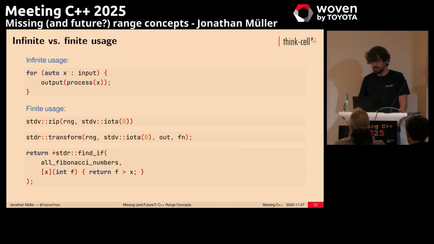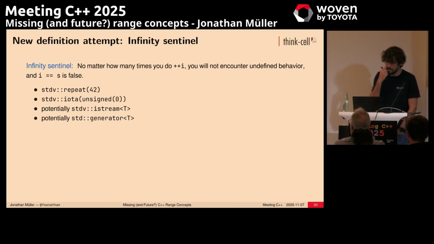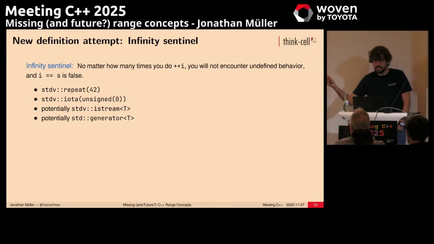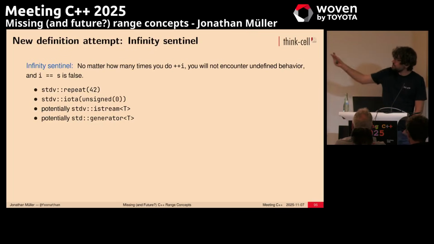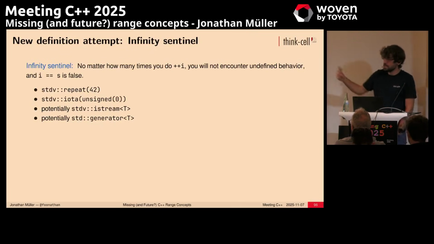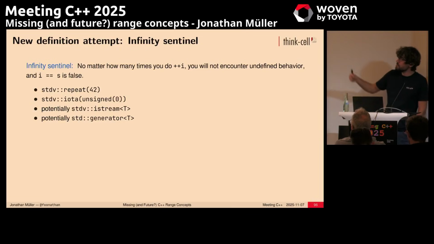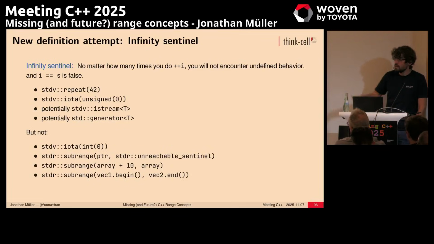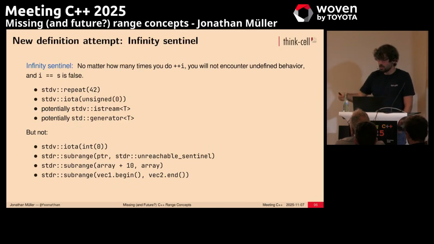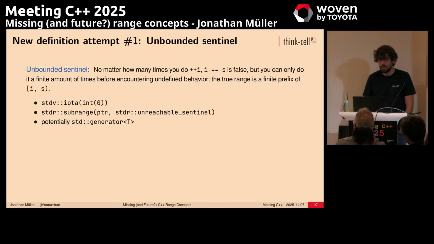So let's try to fix that by introducing the concept of an infinity sentinel. An infinity sentinel is: no matter how many times you increment it, you will never have undefined behavior, and you will never reach the end. And this maps to those cases, like repeat 42, iota with an unsigned, potentially the istream view, potentially the generator. But those ones aren't covered, right? Iota with int will have undefined behavior, the pointer will have undefined behavior, and so do the other ones. And so we also need to cover those ones.